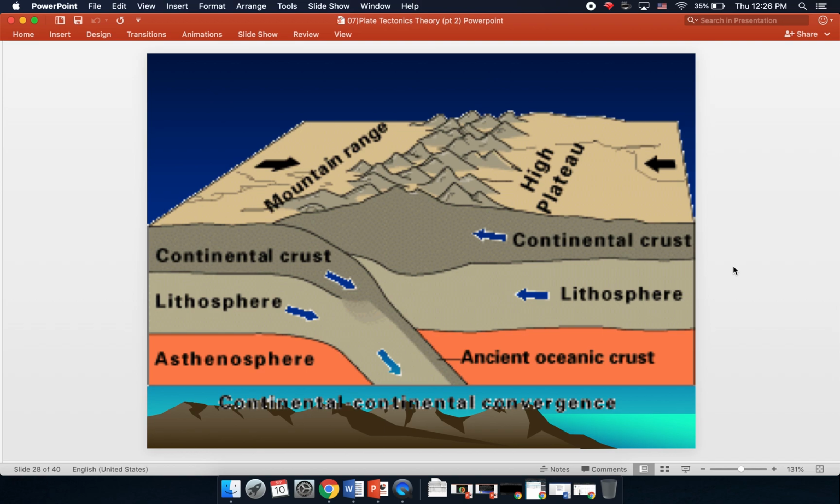Now in this example, we do have some subduction. You're going to have the more dense continental crust going under the less dense continental crust, but still we have this same compressional force pushing up this mountain range. When we were talking about oceanic to oceanic convergence or oceanic to continental convergence, those mountain ranges or island arcs are volcanic. In this case, with two continents colliding, this mountain range is not volcanic.